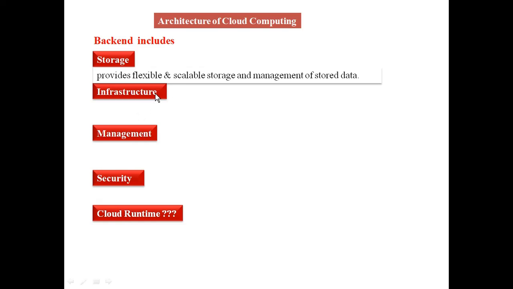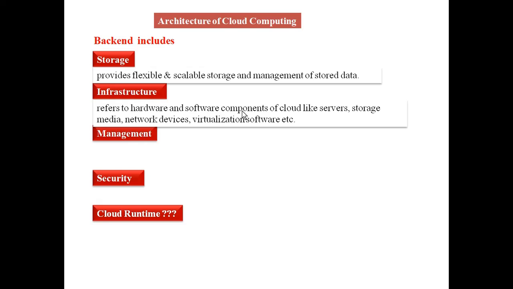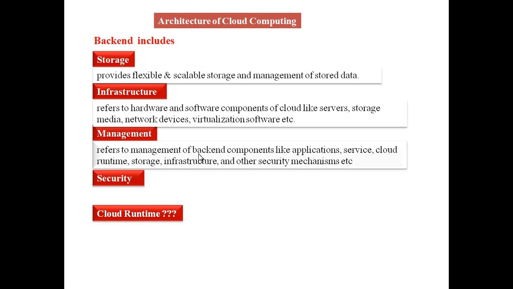What comes under infrastructure? Hardware and software components of the cloud like servers, storage media, network devices, virtualization software. All these things you can say are the infrastructure of the backend. The management of backend refers to management of backend components like applications, services, cloud runtime. This I'll be discussing separately. Storage, infrastructure and other security mechanisms, all these things are managed by cloud computing service providers, and this component you can say is the management component of the backend.